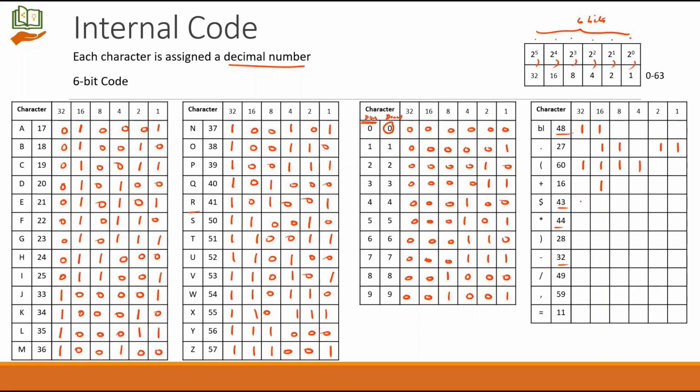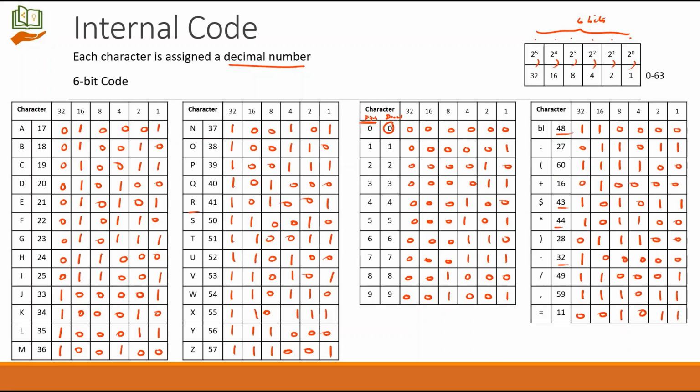43 is 40, 32 plus 8 and 3. 44 is 40 plus 4. 28 is 16 plus 8 is 24. 24 plus 4 is 28. 32 has only one bit here. 49 has 48 plus 1. 59 has 48 plus 8 is 56. 56 plus 3 is 59. What is 11, 8, 2 and 1? The rest of the places will have zeros.